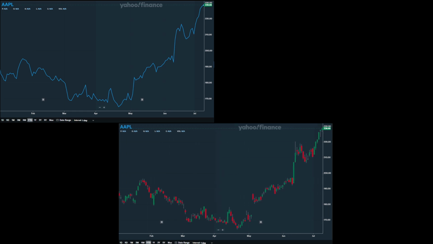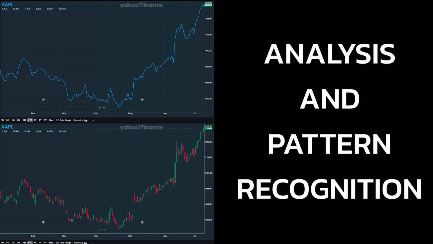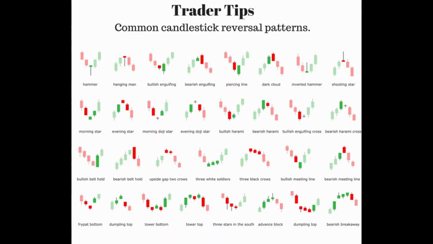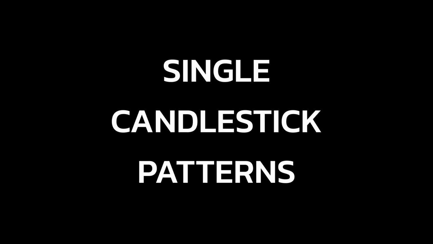However, the real place where candlesticks shine is in analysis and pattern recognition, especially for those who want to maximize their entry and exit points while trading. Now look, there's a large amount of patterns and terms to learn if you want to become a master at candlestick charts, and I'll include a link below for more information for those of you who want to dive in. But right now, I'm only going to give you a few of the more popular patterns that you should know, starting with single candlestick patterns.